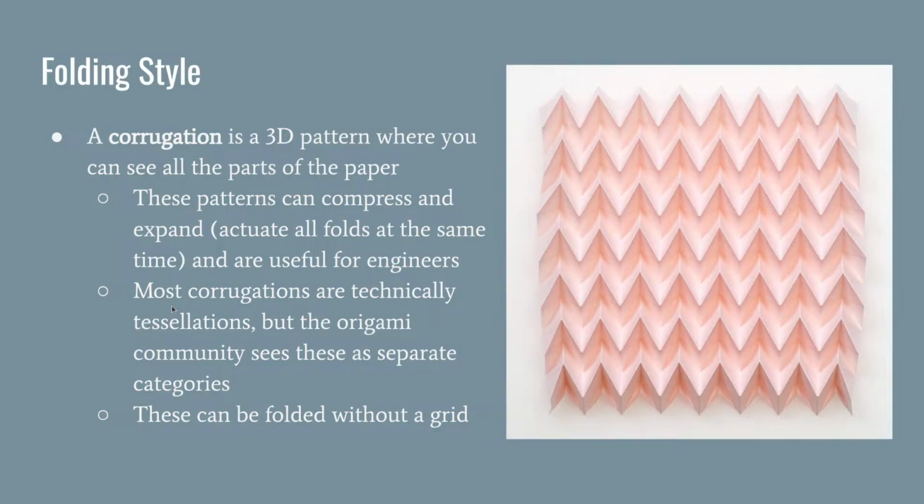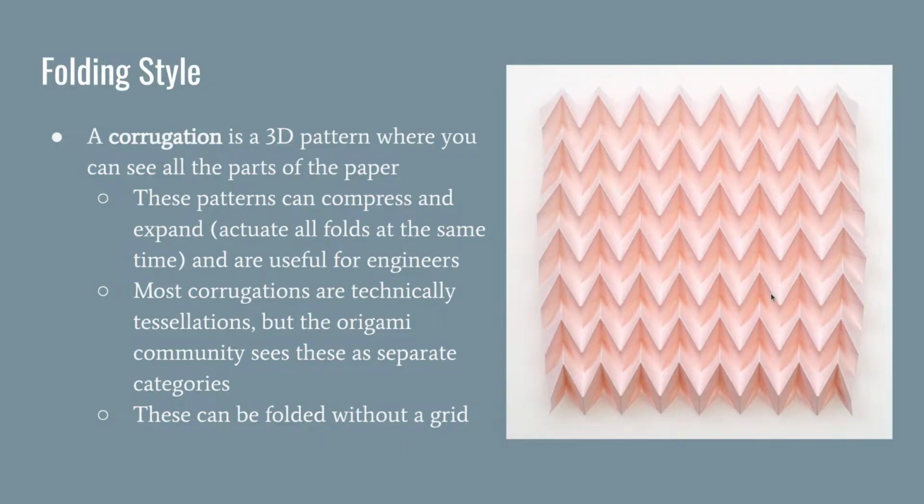Most corrugations are, technically speaking, mathematically speaking, tessellations, but if you're speaking in the origami community, these are separate categories. So you've got your corrugations and you've got your tessellations, and you can get finer grained with your, I guess, splitting the hairs. Mine would, strictly speaking, be twist-based, flat foldable origami tessellations. And corrugations may or may not need a grid. This one you could fold without the grid. This particular example does use a grid.